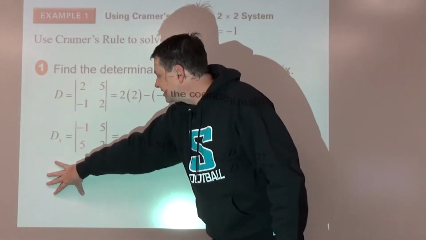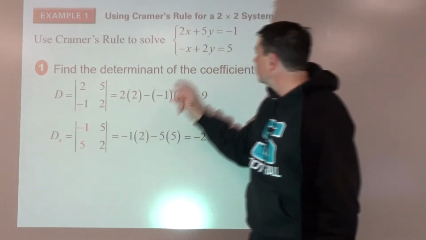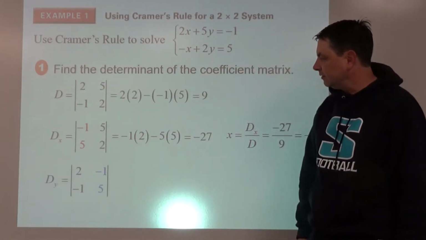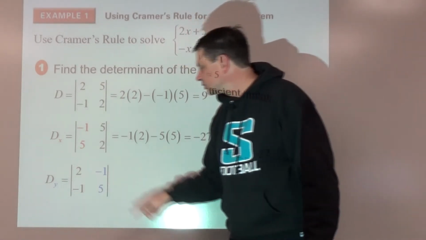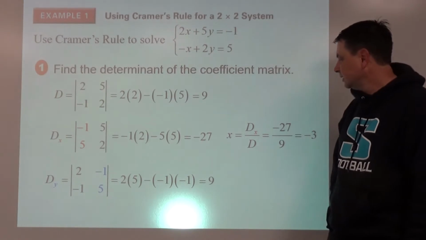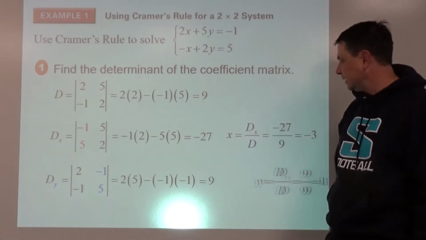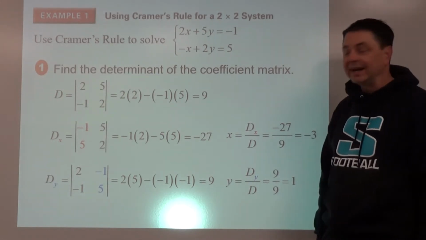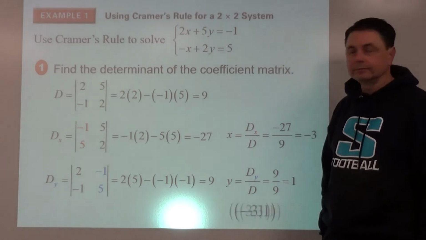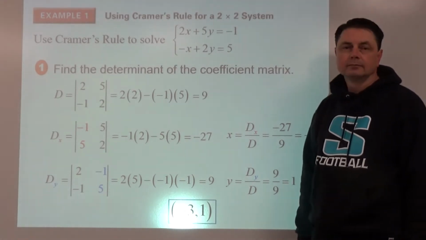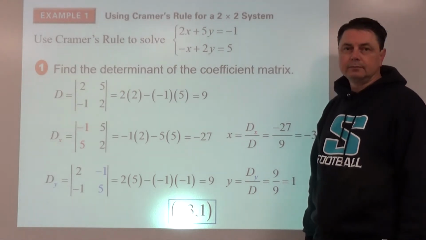Now we'll find D sub y. We'll replace the y column, the 5 and the 2, with negative 1 and 5. 10 minus 1 is 9, and therefore y would be 9 divided by 9. Y is 1, so our solution is negative 3 comma 1. And that's how we operate Cramer's rule.